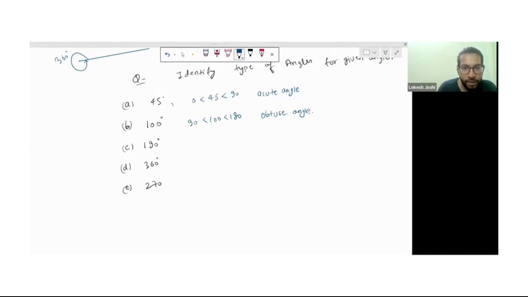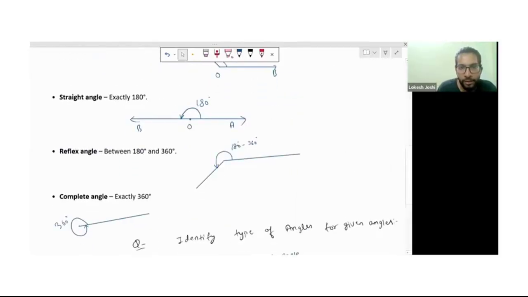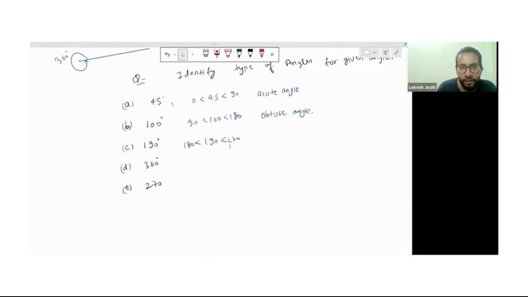Now for the C part 190, we can write 190 is greater than 180 and less than 270 or 360. And if we look there, it's reflex angle. It's in between 180 and 360. So we can write directly its reflex angle. And this one we can write directly 360. It's the complete angle.